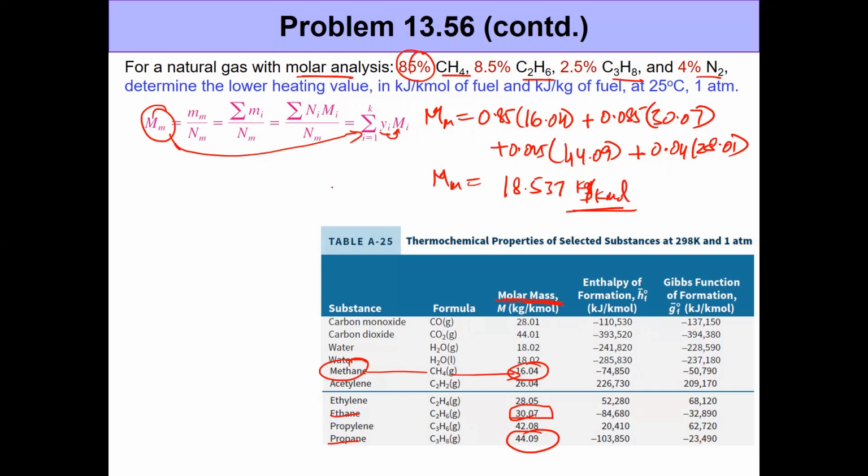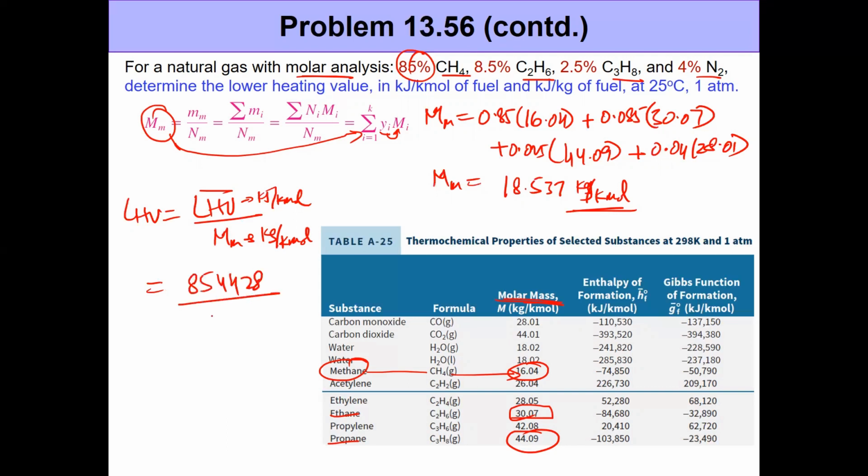Once you have the molar mass, the lower heating value in kilojoule per kilogram can simply be written as the lower heating value in kilojoule per kilomole divided by the molar mass of the mixture in kilogram per kilomole. From the units you can see that what we eventually get is kilojoule per kilogram. So 854,428 divided by 18.537 comes out to be 46,093.1 kilojoule per kilogram. So this is the lower heating value.